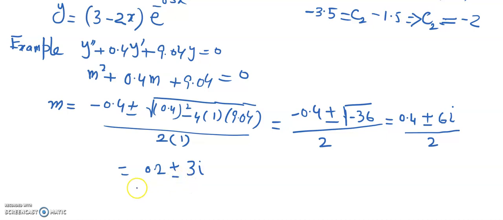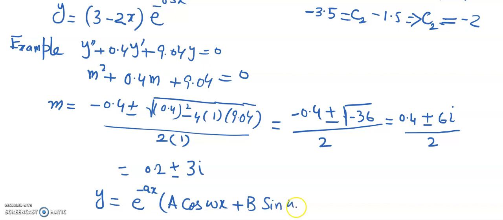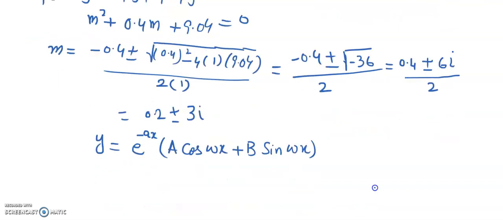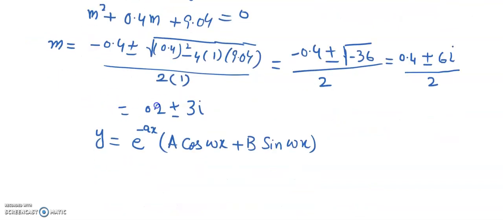If we get complex roots, we can get a solution in this form: y is equal to e power minus a x into (a cos omega x plus b sine omega x). Okay, so in this case, what is a? A is this.